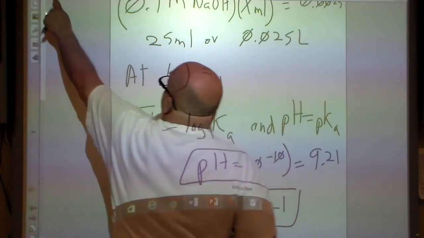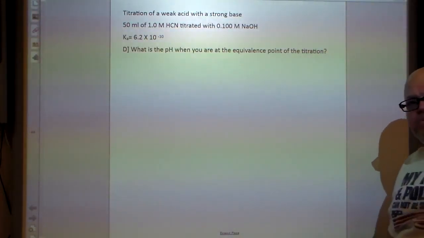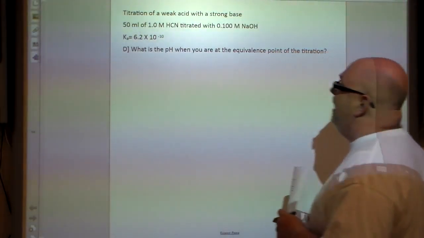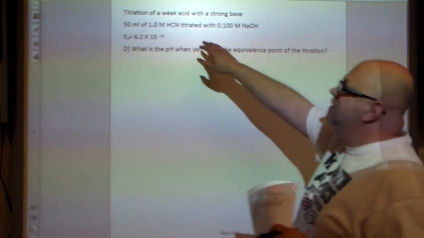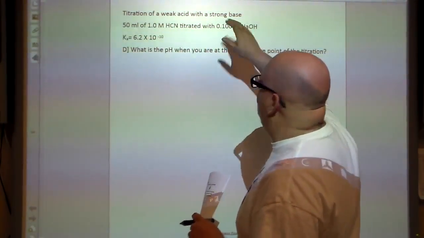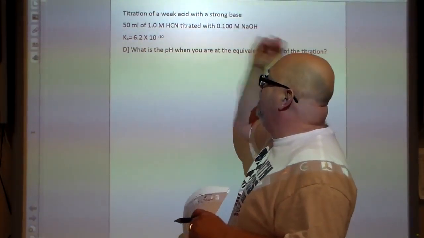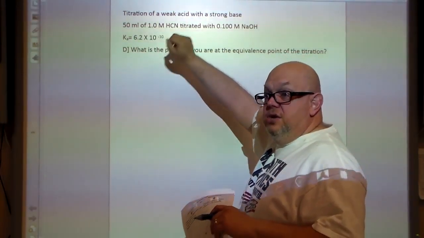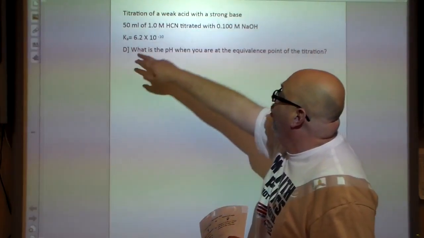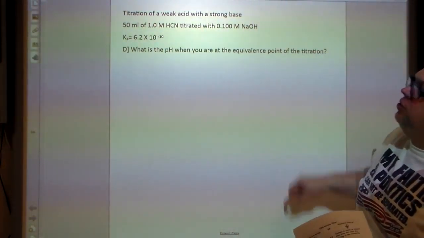Now, whew, we're almost at the end of it. So the titration of a weak acid with our strong base, same conditions: 50 mL of 1 molar HCN titrated with 0.1 molar NaOH. We've got an acid and a base, and we've got our dissociation constant, our Ka. What is the pH when you are at the equivalence point of the titration?